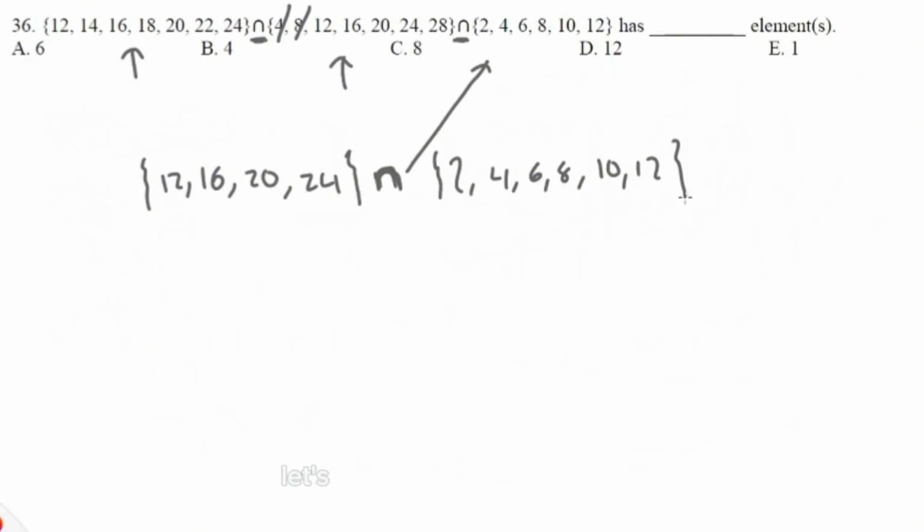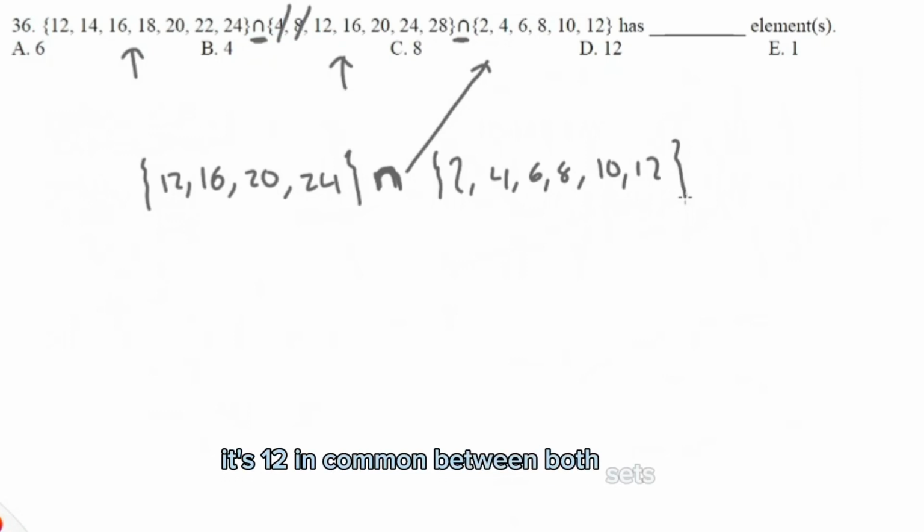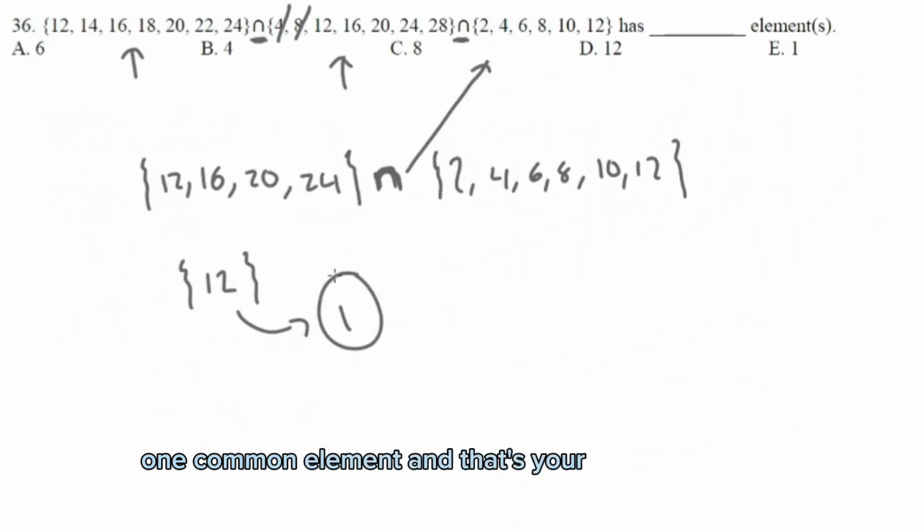Alright, let's go with this set and cross off these numbers because there are fewer of them. Is 12 in common between both sets? Yes. So our final set has to have 12. Is 16 in common? No. Is 20 in common? No. Is 24 in common? No. That means 12 is the only common element, meaning there is only one common element, and that's your answer.